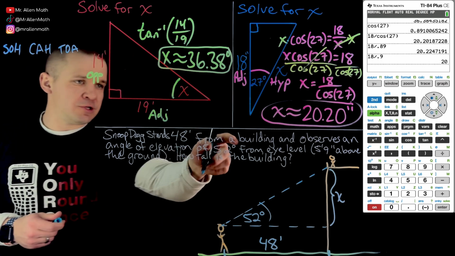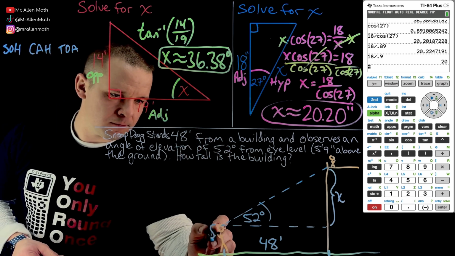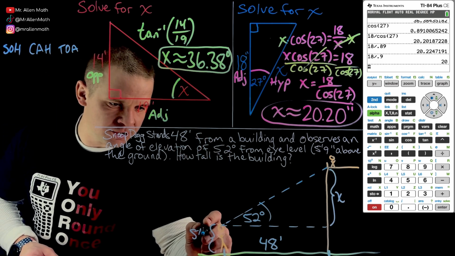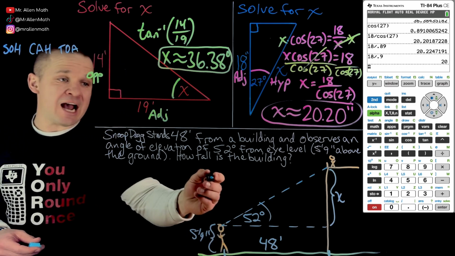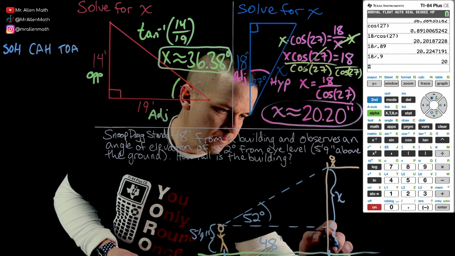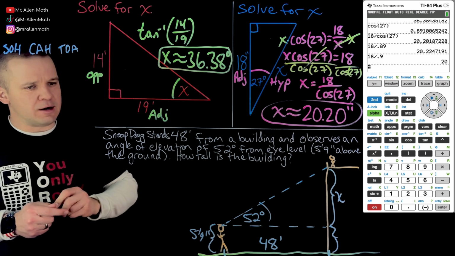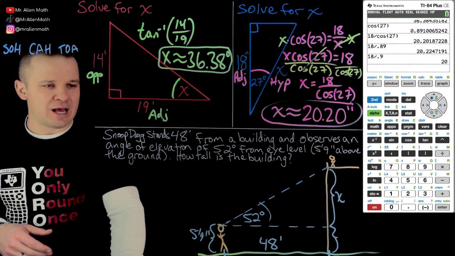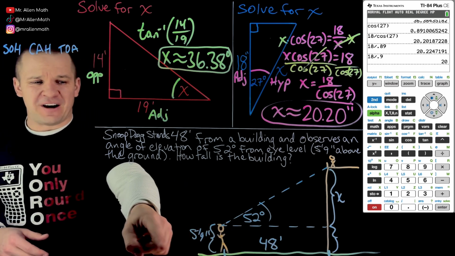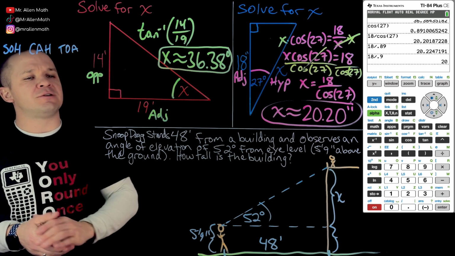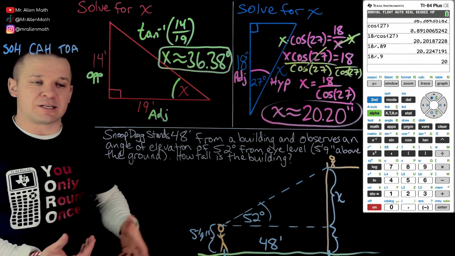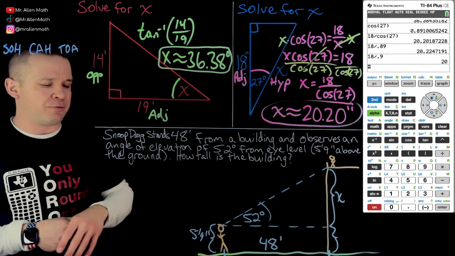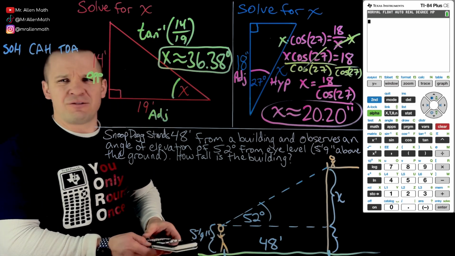Well, we said Snoop is 5'9", right? I could just add that to it, right? Okay, but let's see here. I got a lot of units going on. I got 48 feet. I got 5'9". Perhaps I can convert this guy into just feet, into a decimal, and it'll be a little easier to math with, okay? So 5'9", how do I convert that?